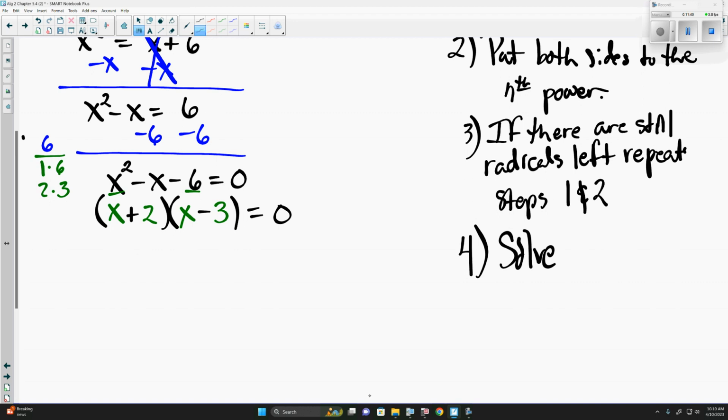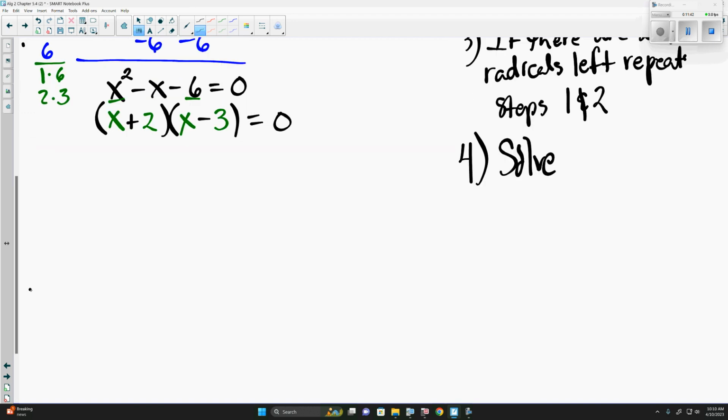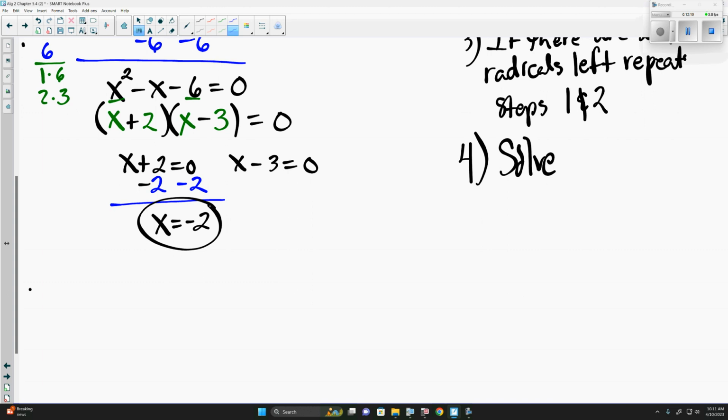Lastly, in solving, is our zero product property. Zero product property states if we had two or more things multiplied together to equal 0, one of them must be 0. So we're saying that either x plus 2 is 0 or x minus 3 is 0. If we solve x plus 2, we would subtract 2 from both sides, telling us x is equal to negative 2. For x minus 3, we would add 3 to both sides, telling us x is equal to 3.